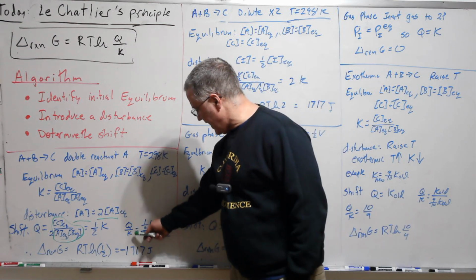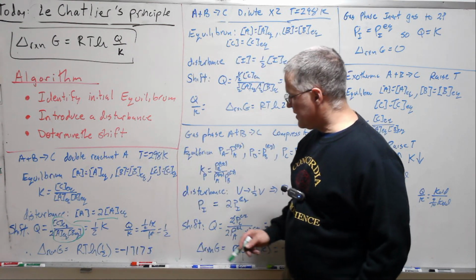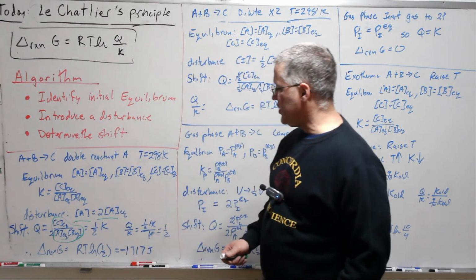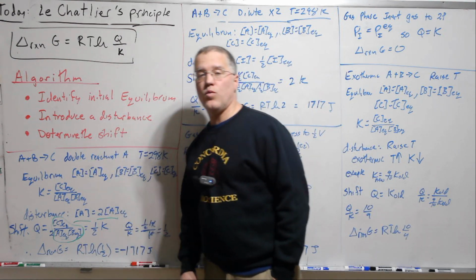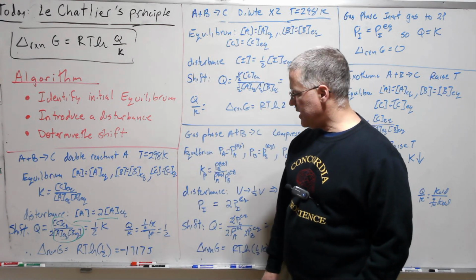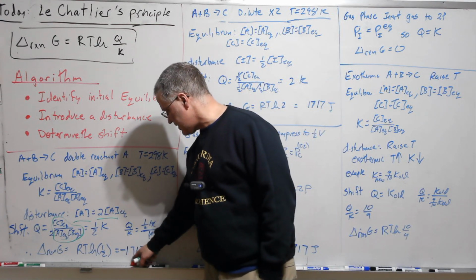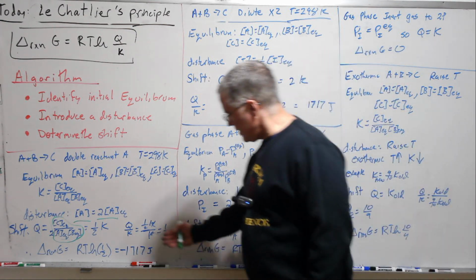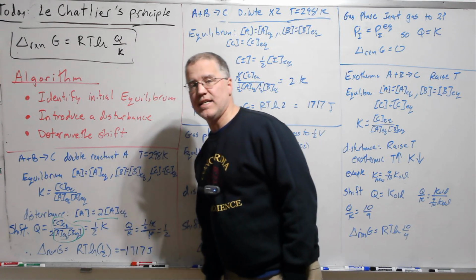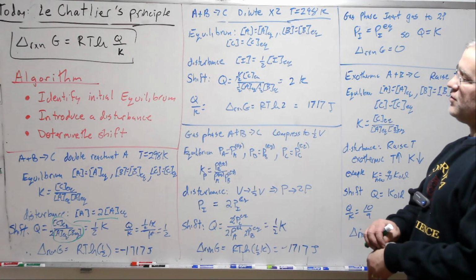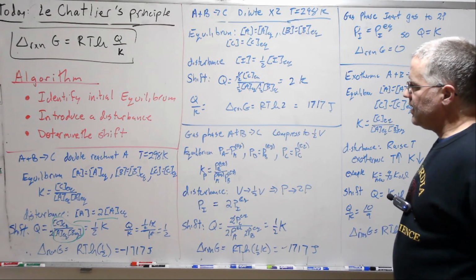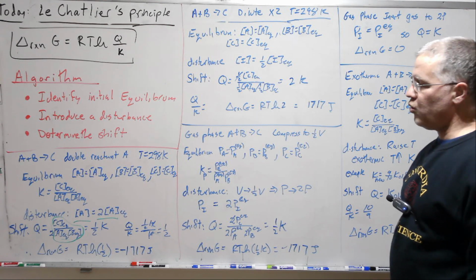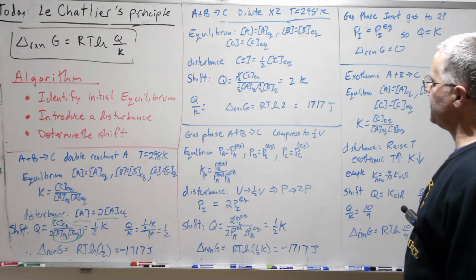And so then Q over K is going to be 1/2 because the K's will cancel. And then our delta G will be RT ln 1/2, which is negative. And if we plug in 298 Kelvin and the gas constant, then we get minus 1717 joules. But the big picture idea here is this is negative, right? And so we've doubled the reactant. We expect it to go forward. We got a negative delta G quantitatively, and so indeed it goes forward.